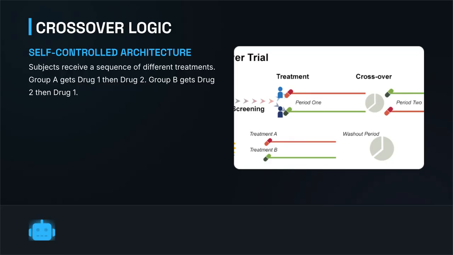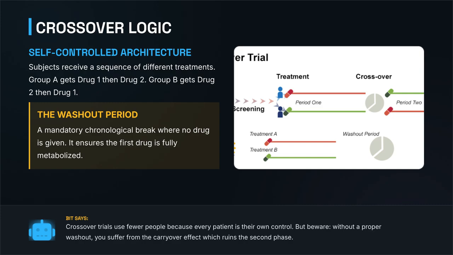This represents a robust, self-controlled architecture. Subjects receive a sequence of different treatments. Group A gets drug 1, then drug 2. Group B gets drug 2, then drug 1. BIT says crossover trials use fewer people because every patient is their own control. This is a massive statistical advantage because it completely eliminates interpersonal confounding variables like genetics or diet. But beware, because without a proper washout, you suffer from the carryover effect, which ruins the second phase.